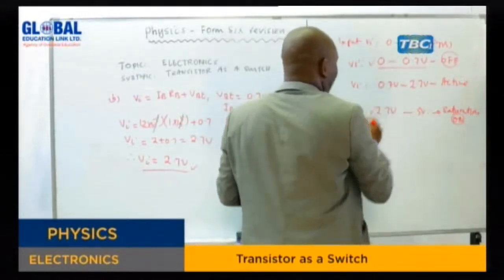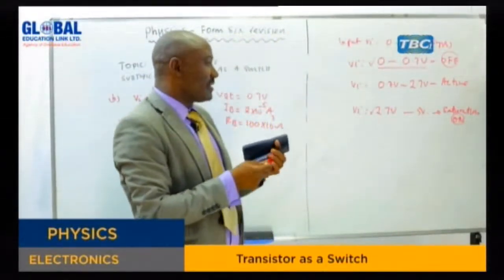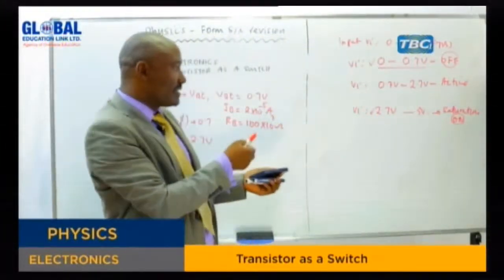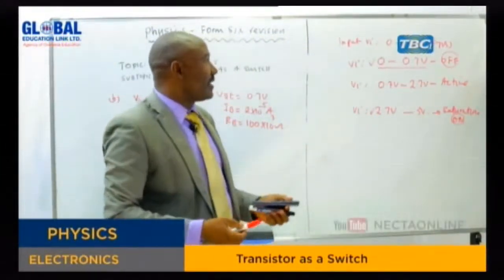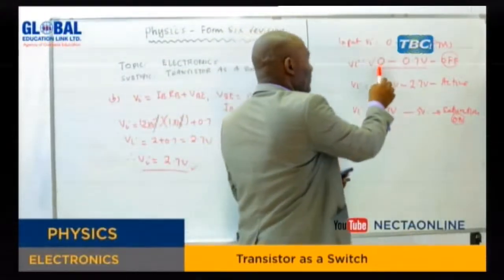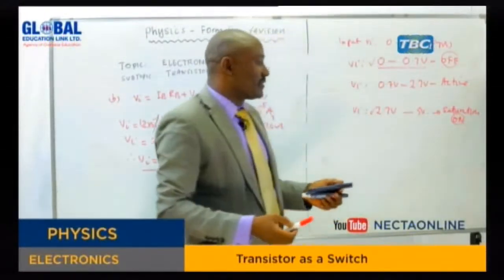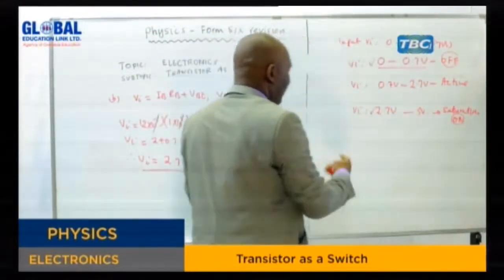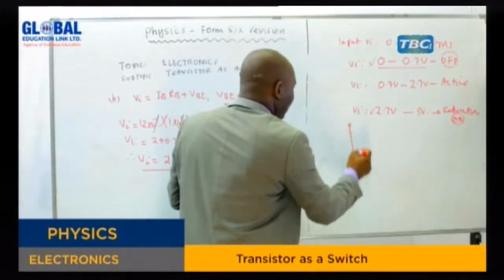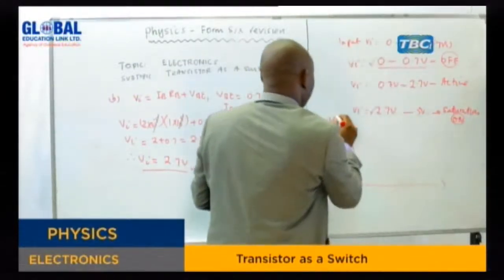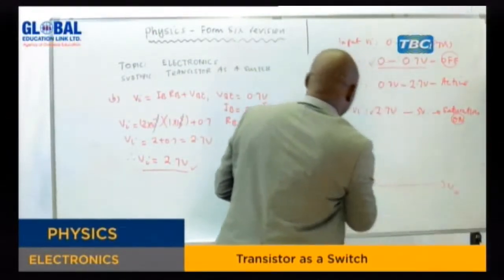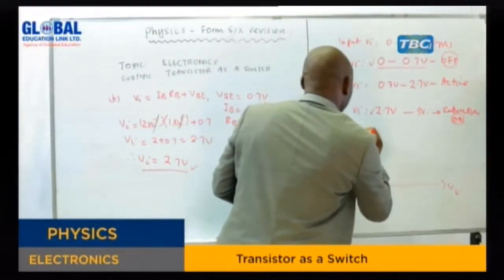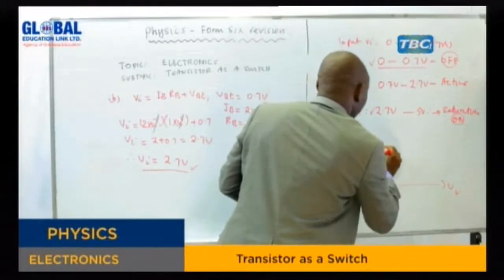According to the question, the answer is the transistor is on when the input voltage is from 2.7 to 5 volts, and the transistor is off from 0 to 0.7, but the transistor is in the active region in between. So remember, you can sketch this graph of the input against output. We found that the voltage was flowing like that.